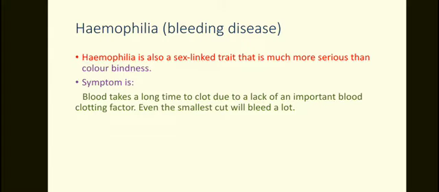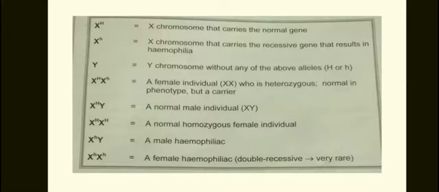So this condition is a genetic condition. It has to do with a gene on the X chromosome. Now let us study this. You notice here that X superscript capital H is the X chromosome that carries the normal gene. X superscript lowercase h is the X chromosome that carries the recessive gene that results in haemophilia, and Y does not carry the gene, of course. So if Y does not carry the gene, we can't put the superscript H on Y there.